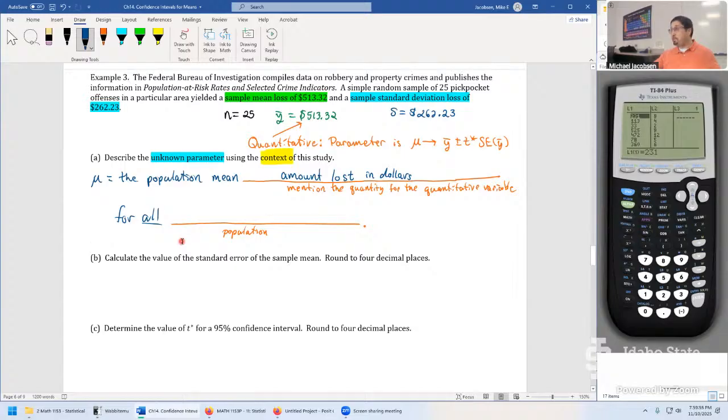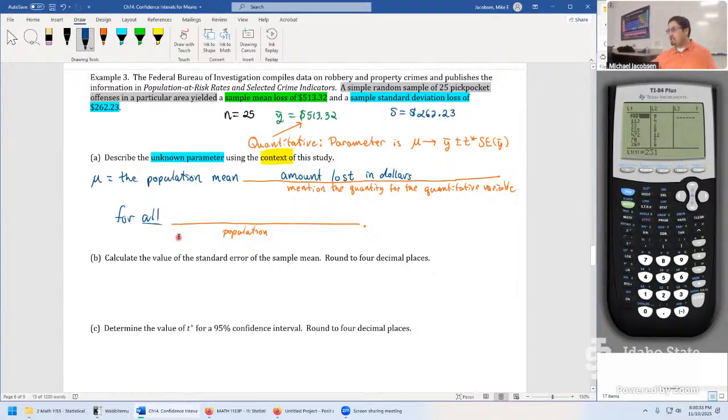To make sure we mention the population, let's read this again. If you know what the sample is, you can infer what the population had to be. It was a simple random sample of 25 pickpocket offenses in one particular area. The problem didn't say which area because we're not trying to single out anybody, but I bet you it was a really busy airport. Notice the amount lost is a chunk, a big set of cash, as if someone's stealing cell phones, iPads, tablets, that kind of stuff. So this is probably an airport in some big city, probably a large international airport, something like that.